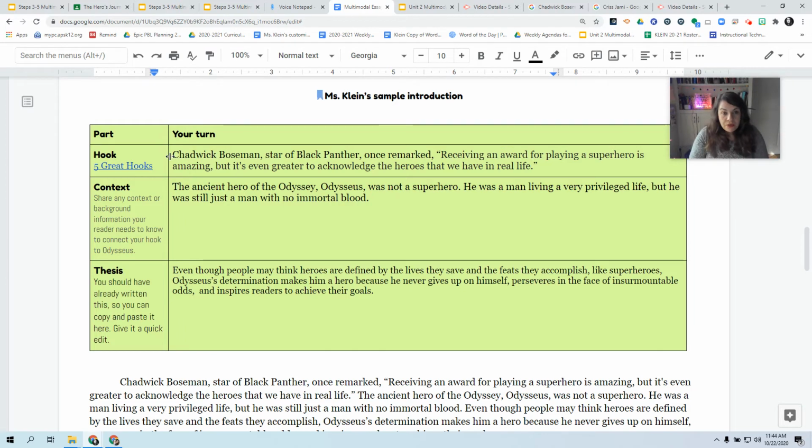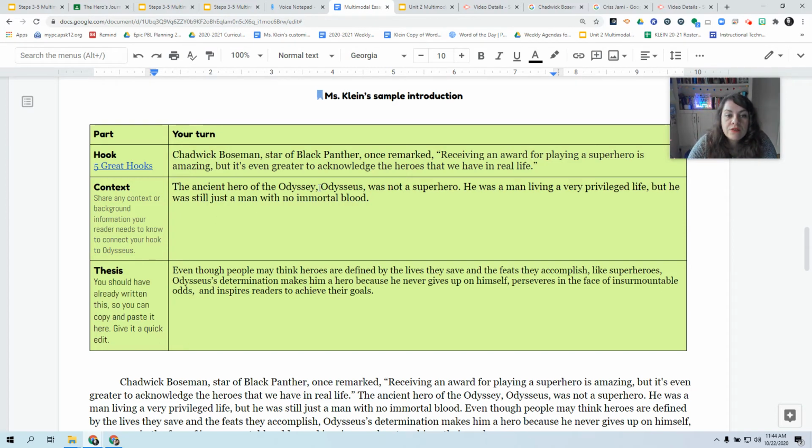For my hook, I went with a quote. Chadwick Boseman, star of Black Panther, once remarked, receiving an award for playing a superhero is amazing, but it's even greater to acknowledge the heroes we have in real life. All right, so now I want to take this idea of superhero versus real life hero, connect that to Odysseus, and then introduce my thesis. So here's how I did it.